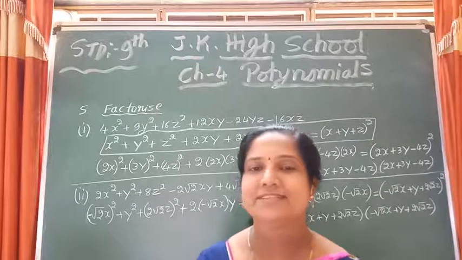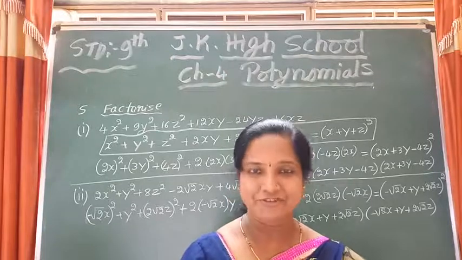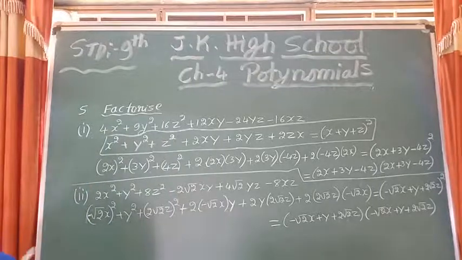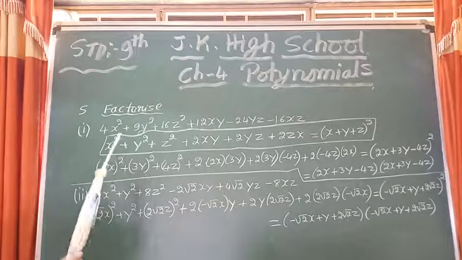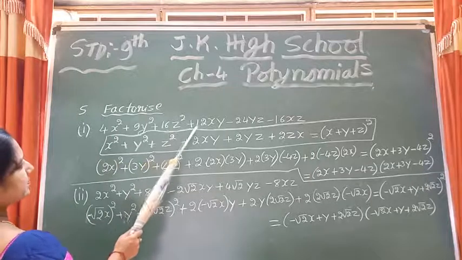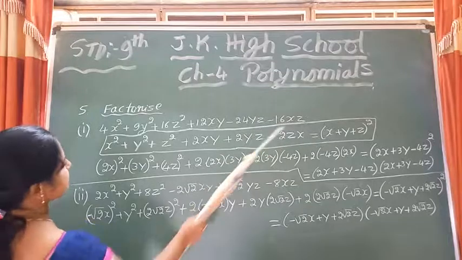Hello children, I am going to continue chapter 4 polynomials, 5th main. By using identities we have to factorize. 5th main, the heading is factorize. The question is 4x square plus 9y square plus 16z square plus 12xy minus 24yz minus 16xz.